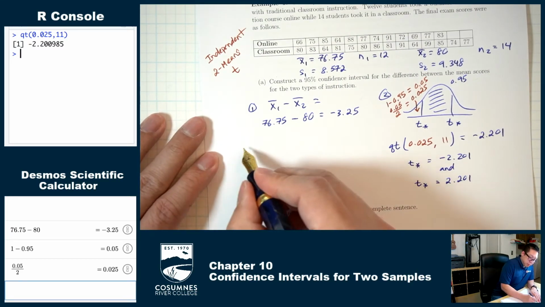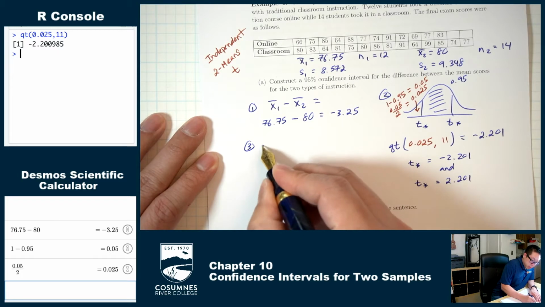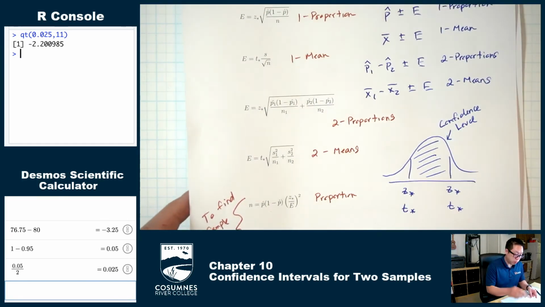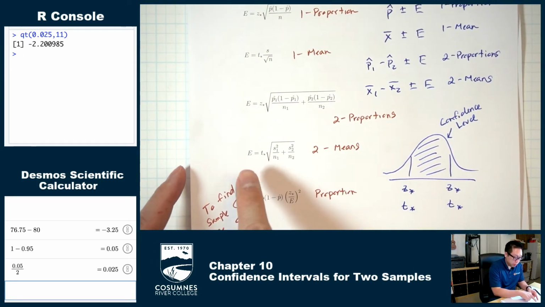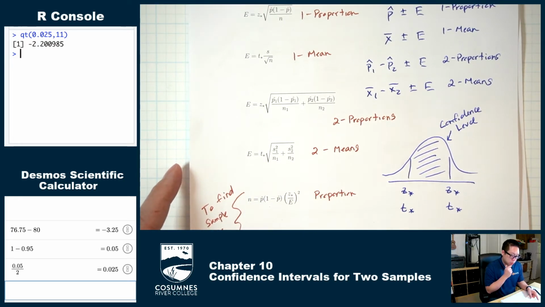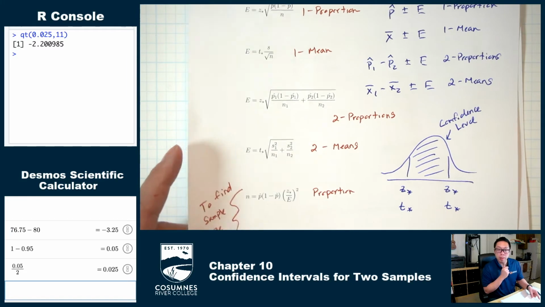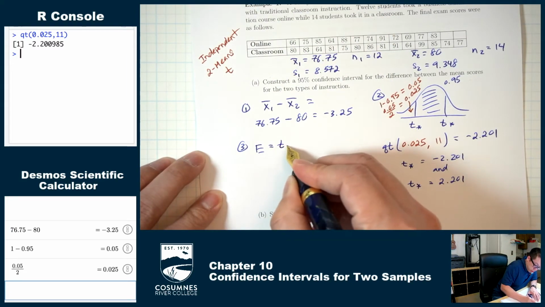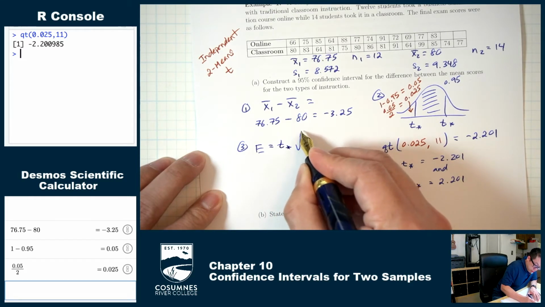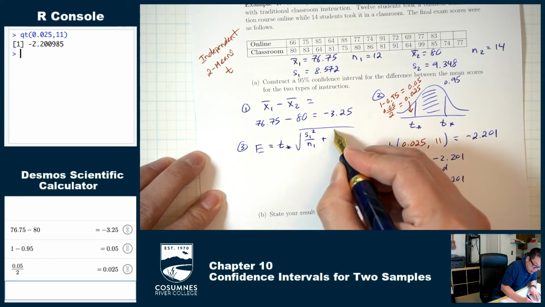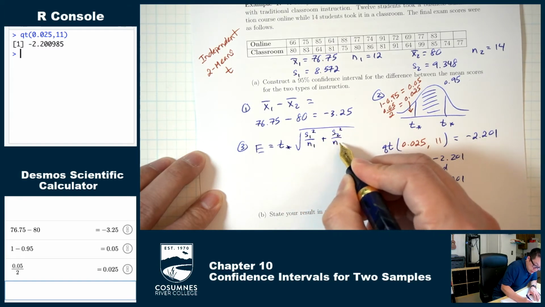Step 3 is to find our margin of error. If we go back to our formulas, we're talking about the 2 mean situation. So the formula for margin of error for 2 means is this one. T star, big square root, S1 squared over N1, S2 squared over N2. Okay, so let me copy that down. T star, big square root, S1 squared over N1 plus S2 squared over N2.